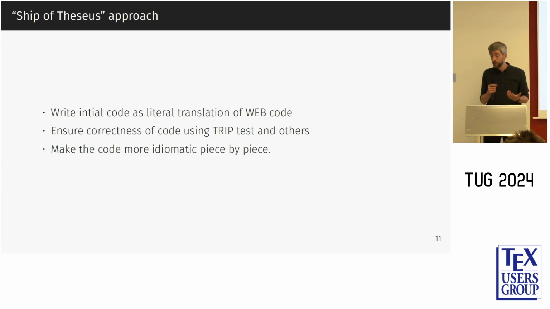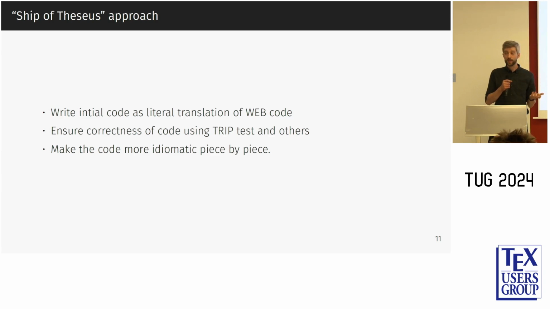While I started with this project, I learned that there were other attempts of doing it, and I realized that it might be a bit tricky to do. So I decided on the following approach, which I called the Ship of Theseus approach, where I start with a translation that is as close to the original as possible, to avoid introducing errors that are very difficult to fix later. So I did this initial translation.